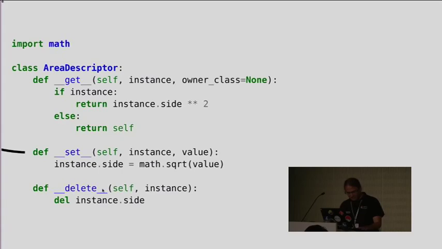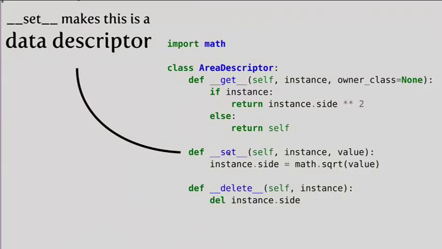Now, a bit of terminology. When a descriptor has the set method, it's called a data descriptor. If it does not, it's called a non-data descriptor. This set means that pretty much you want to control all access to the attribute. If you only have get, you're just getting that out. If you have set, it means there's some data you presumably want to store in that attribute. So that's why it's called the data descriptor.